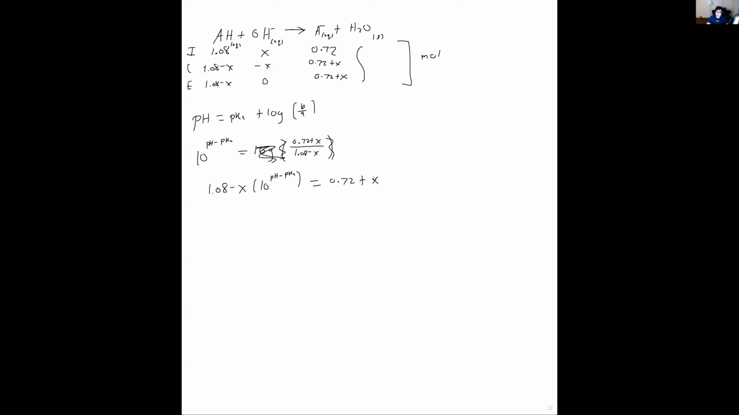Great. So then this is 1.08 minus x, 10 to the pH minus pKa, 0.72 plus, oops, should have it like that, plus x. To solve for x here, let's see. So this is 1.08 times 10 to the pH minus pKa. You subtract 0.72 on both sides. And then we can add the x times 10 to the pH minus pK.